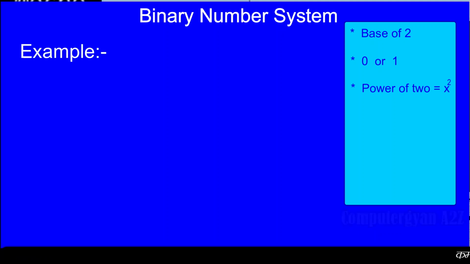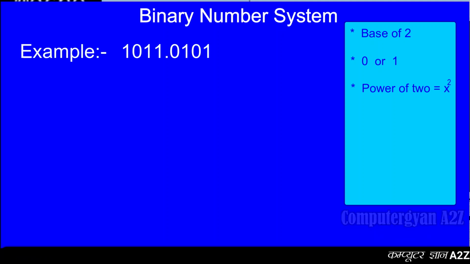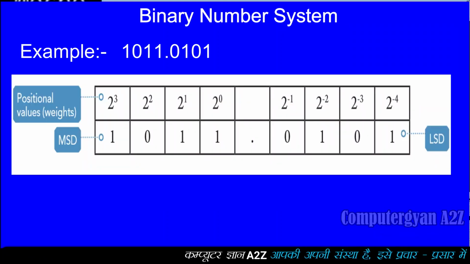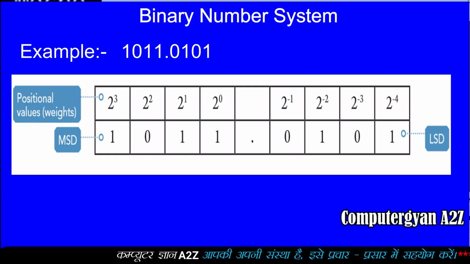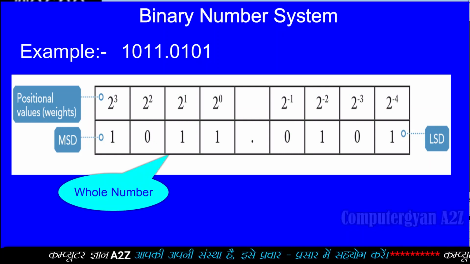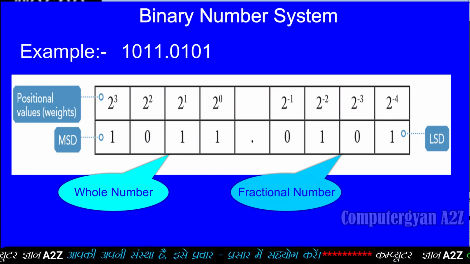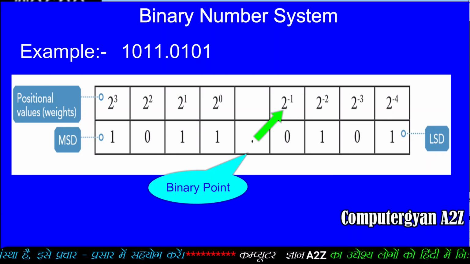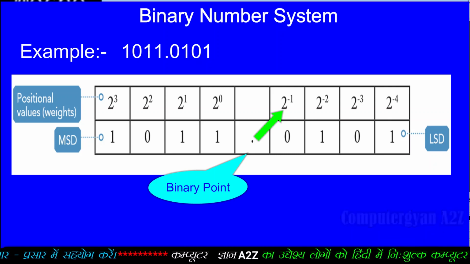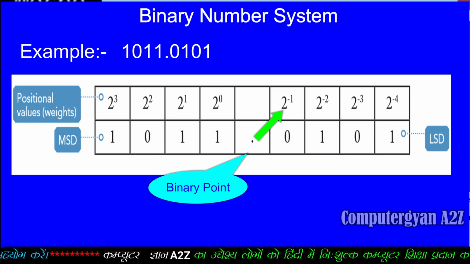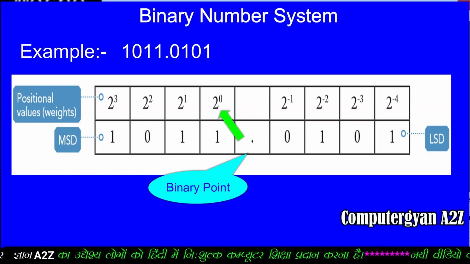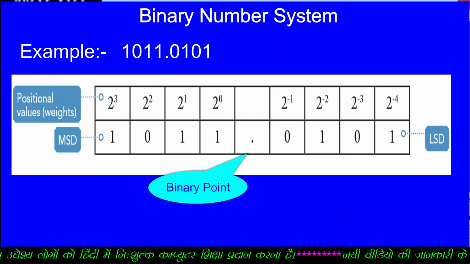Consider the example 1011.0101, a binary number with a fraction. Here you can see in a table, for a binary number, the binary point separates the whole number part from the fractional part. The place values of the digits to the right of the binary point are got by raising 2 to successive negative powers, and the place values of the digits to the left of the binary point are got by raising 2 to successive positive powers.